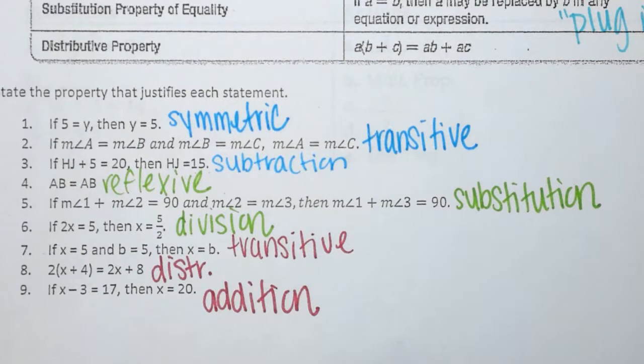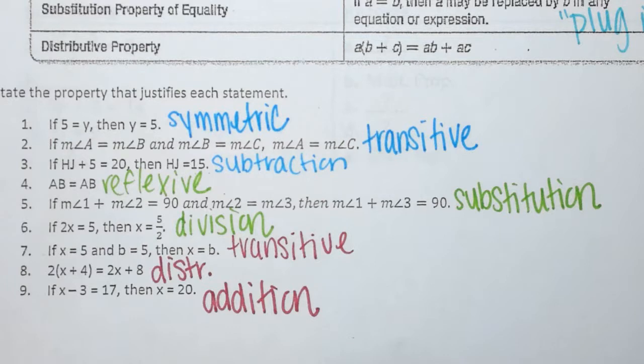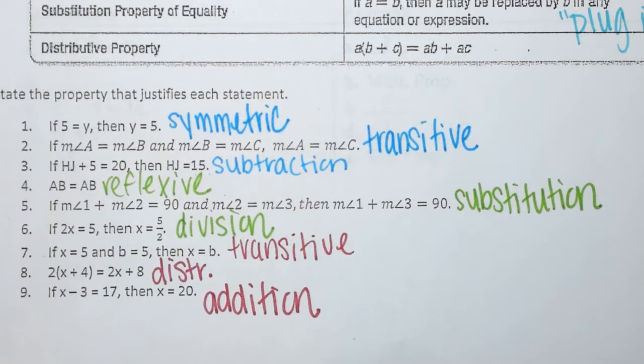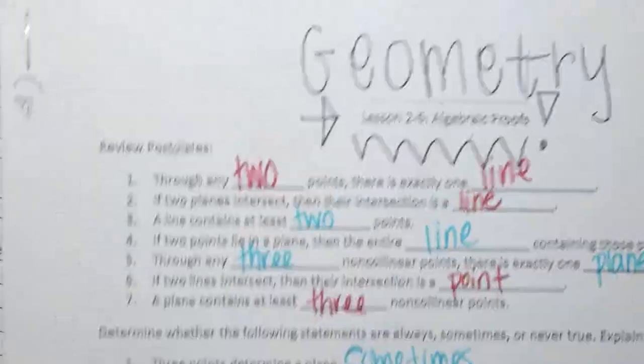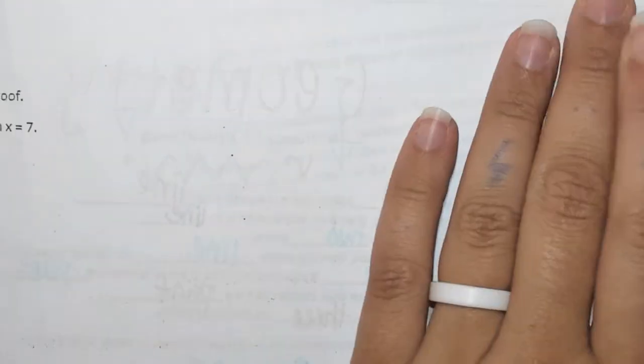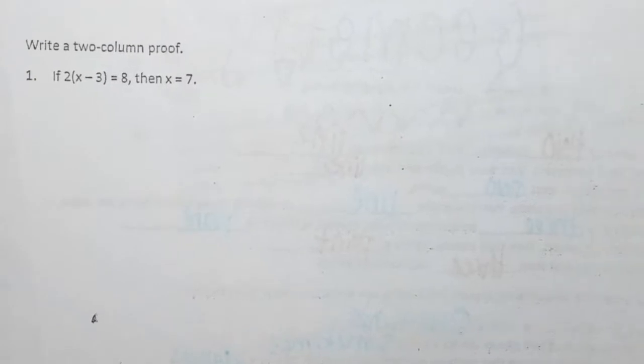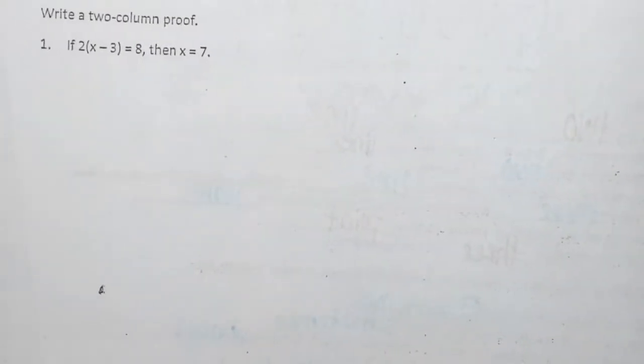Okay, so what we're going to do in our 2-column proofs today is I'm going to give you a problem, and then we are going to practice solving it and then write down what the property is that we used. Are you ready? Please be ready. So we're starting over here with number 1, where it says write a 2-column proof. So can you please draw 2 columns? You guys know what columns are?